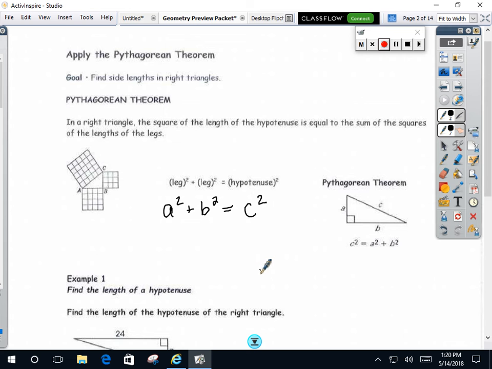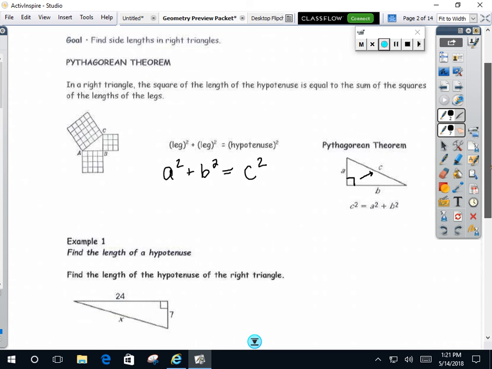Now, in a right triangle, the legs form the right angle. See how the side labeled A and the side labeled B form the right angle? Those are the legs. The side across from the right angle is known as the hypotenuse, and you always label it C. It's also always the longest side of the triangle. The hypotenuse sits across from the right angle every time. The legs form the right angle. Okay, so let's do an example.